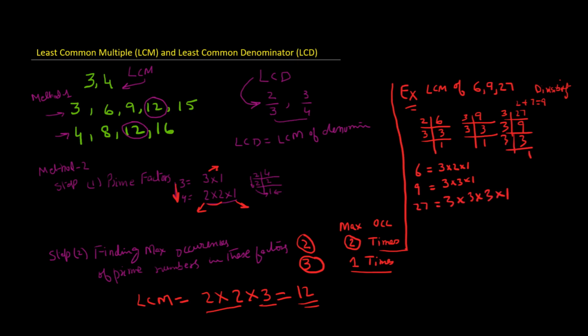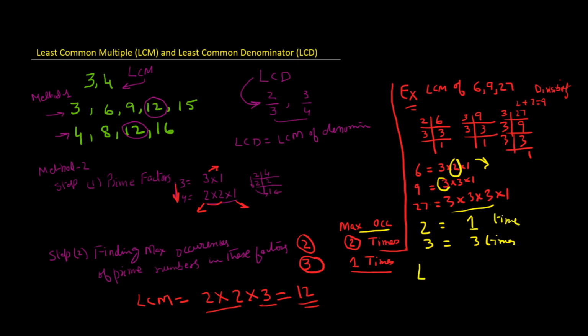Now the second step is we have to find out what prime numbers are occurring in these three prime factors. We can see that 2 and 3 are there, and only 2 and 3. How many times 2? What is the maximum occurrence of 2? The maximum occurrence of 2 is in 6, which is only 1 time. What is the maximum occurrence of number 3? The maximum occurrence of number 3 is 3 times in 27. So 3 is occurring 3 times, 2 is occurring 1 time only.